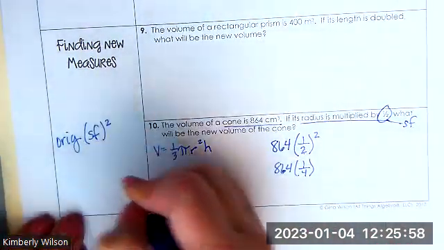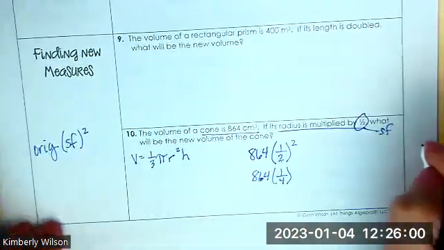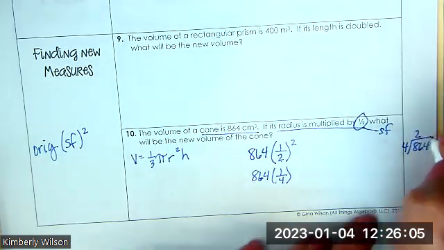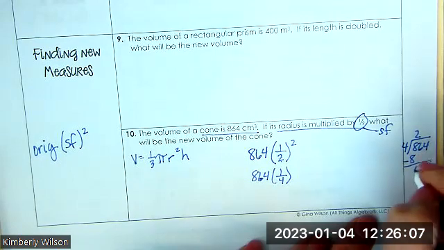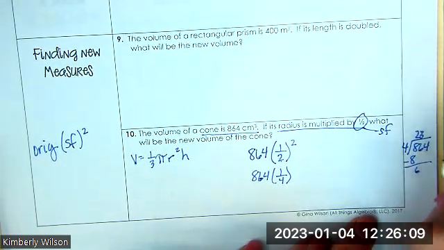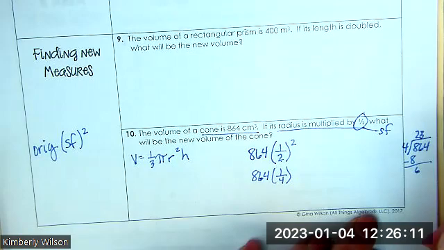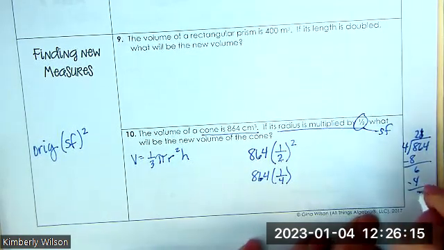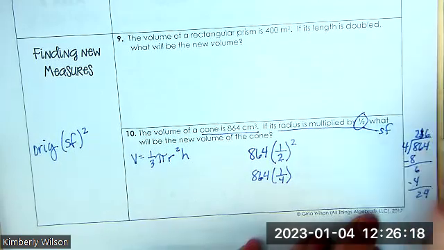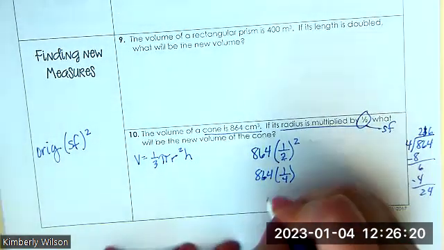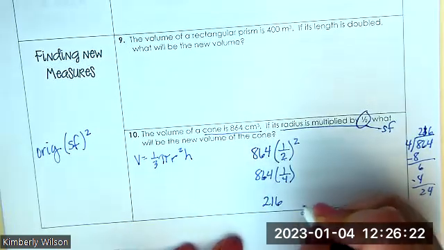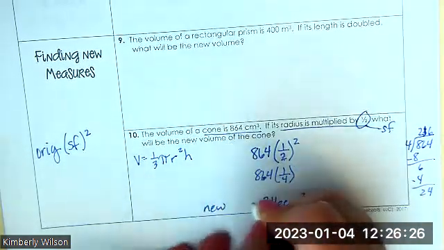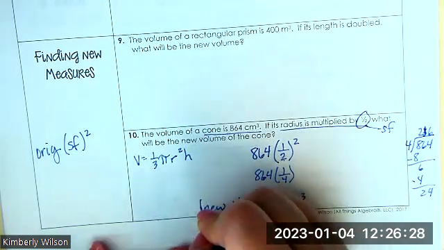So I'm going to have, I can do that over here. 4 into 864. That's 2, 6, 3. No, 1. Kimberly, wake up. 24. So it's 216. So 216 centimeters cubed is the new volume.